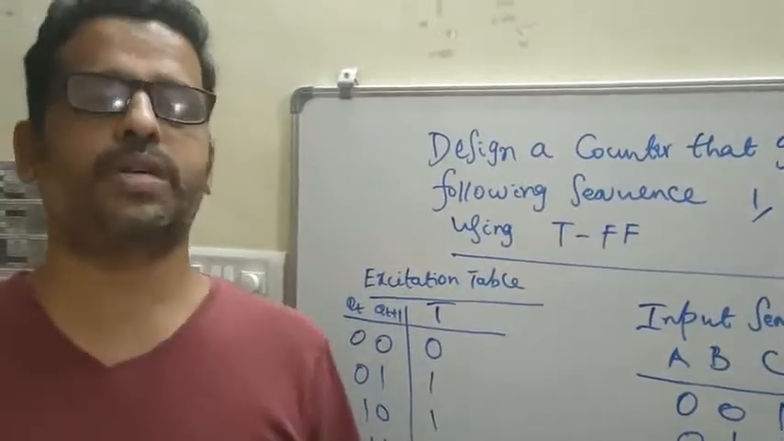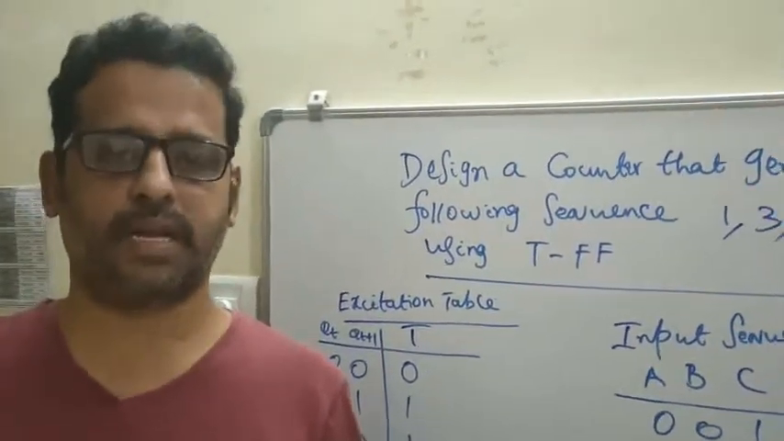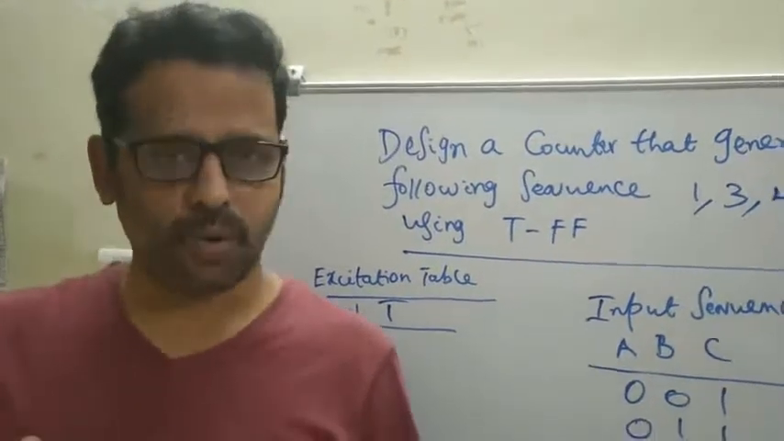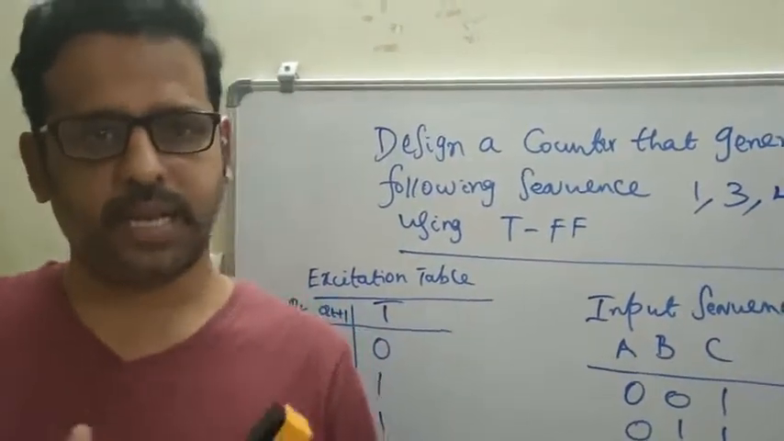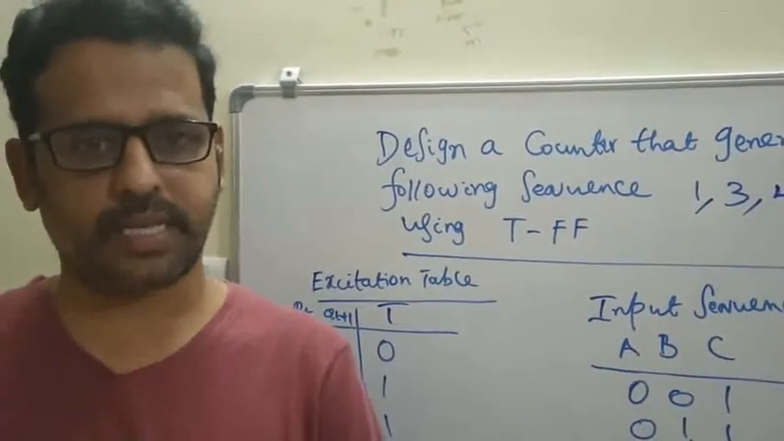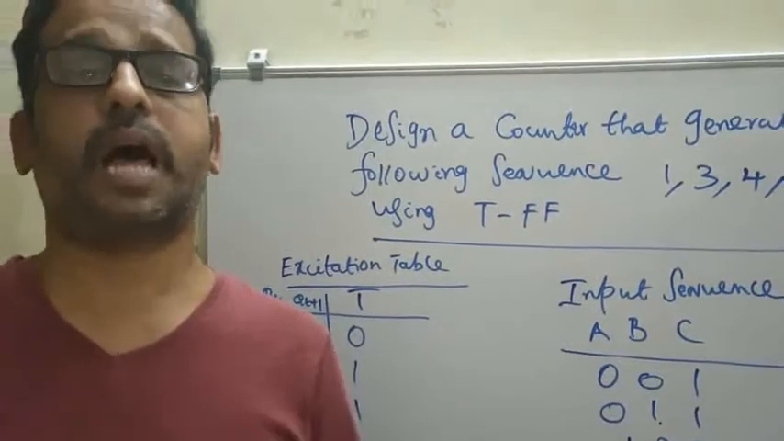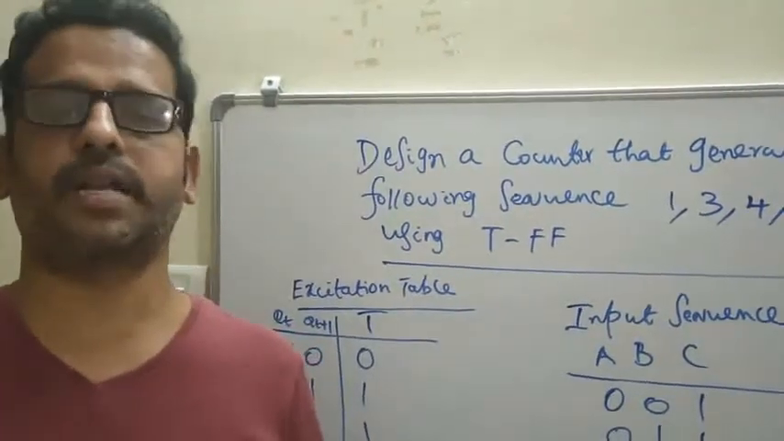Today we are going to discuss another kind of synchronous counter. In the previous class we started discussing counters. Counters can be designed in two ways: a synchronous counter and an asynchronous counter. A synchronous counter is a circuit in which the clock pulses are applied simultaneously.